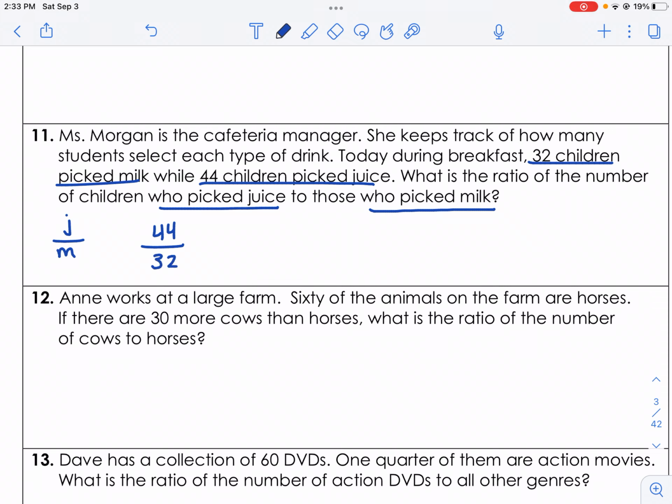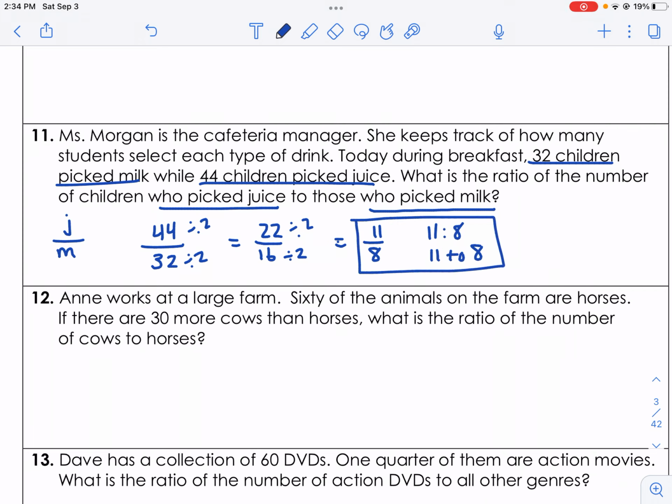And you say, uh-oh, those are both even again. I can divide them by 2 again, and I get 11 over 8. We do not do mixed numbers here. We do not do 1 and 3/8 here. We will leave it as 11 over 8. Or we could say 11 to 8 or 11 to 8. All of those are appropriate answers.